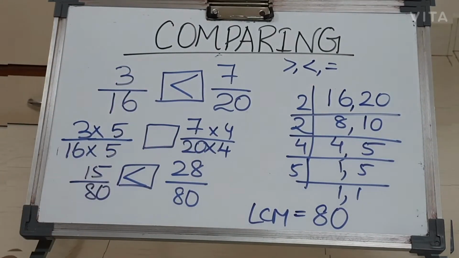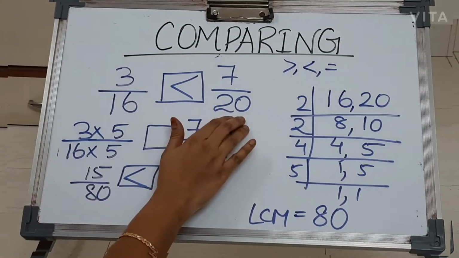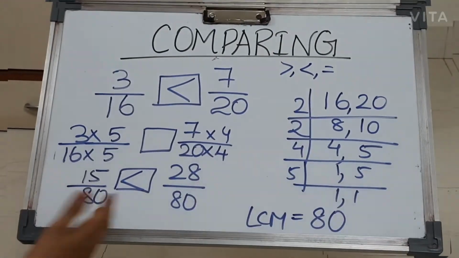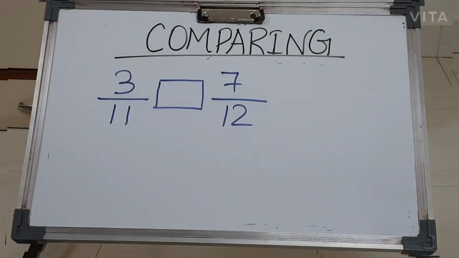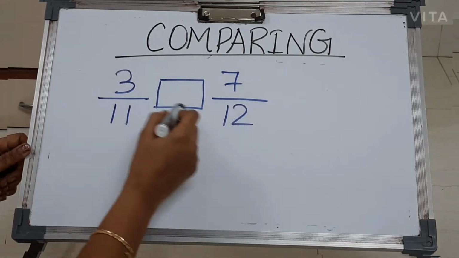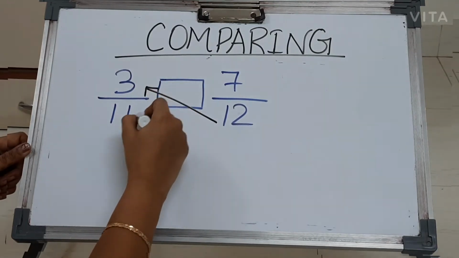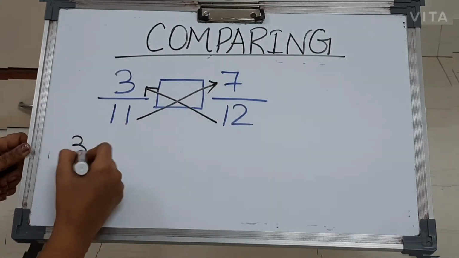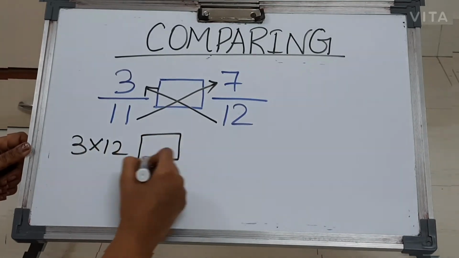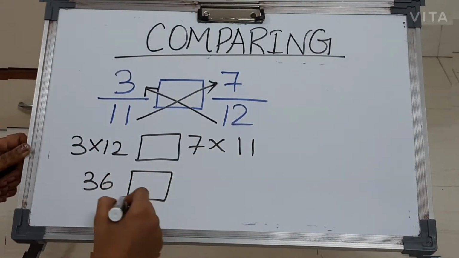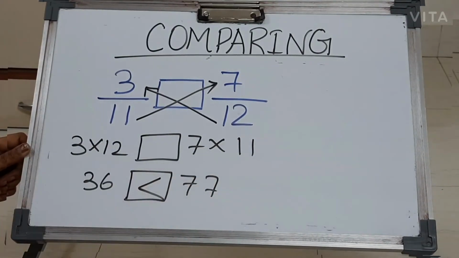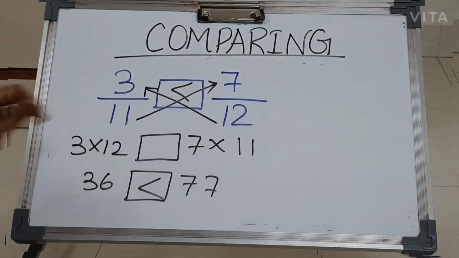This is the way we compare when we make the denominators the same: by taking the LCM and then comparing the two fractions. Now, if we follow the cross multiplication method, how will we do it? We just cross multiply the numbers and compare. That is 3 into 12 and 7 into 11. So this is 36 and this is 77. This portion is greater, so our answer is that 7 by 12 is greater than 3 by 11.